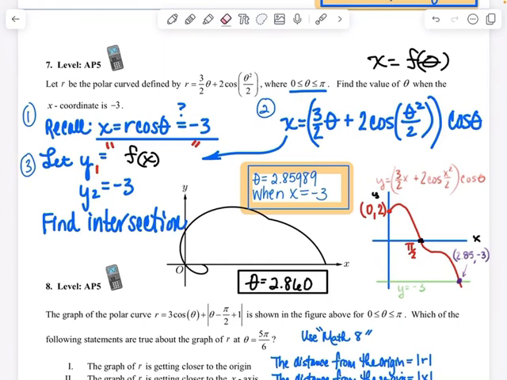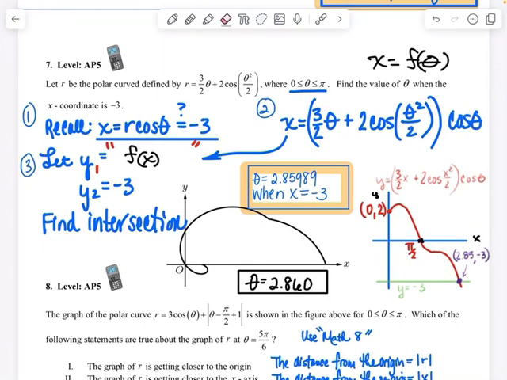So R is the polar curve defined by r equals 3/2 theta plus 2 cosine of theta squared over 2, where theta goes from 0 to pi. When you look at this, you know your value has to be in there. It's only defined from 0 to pi. So find the value of theta when the x-coordinate is -3.